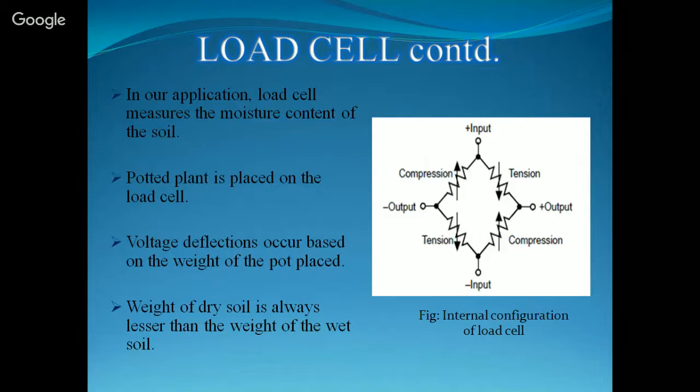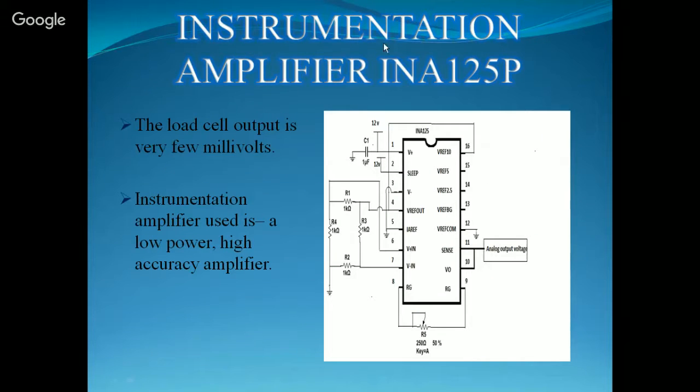Next, instrumentation amplifier. As mentioned earlier, an instrumentation amplifier is used to amplify the output signal from the load cell. INA 125P, a low power, high accuracy amplifier, is used for the purpose. The figure mentioned here is the circuit connection of load cell with instrumentation amplifier.